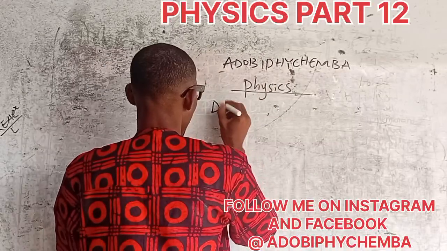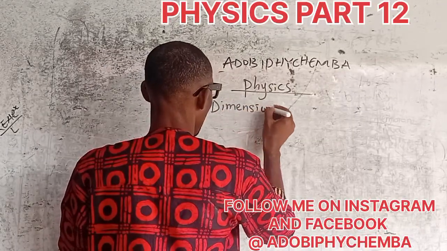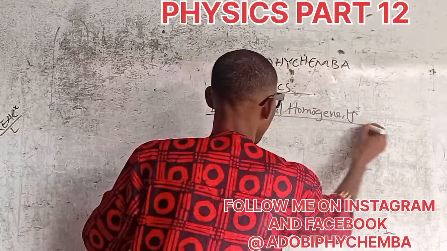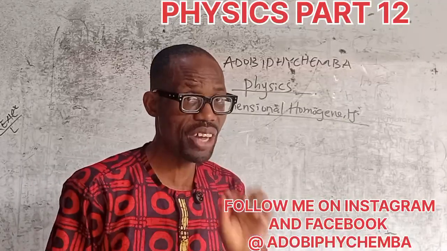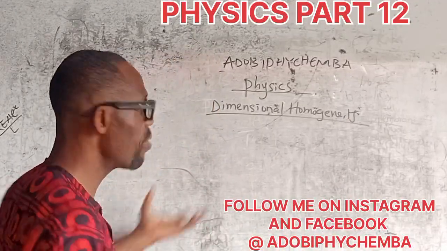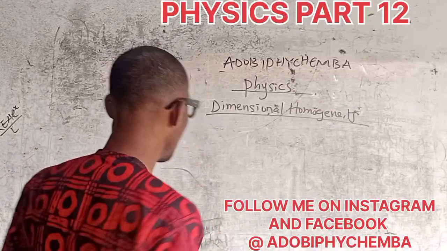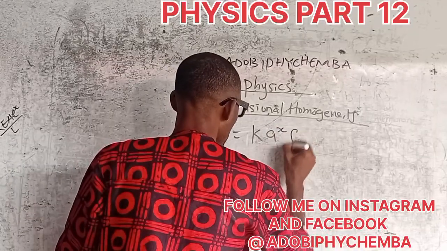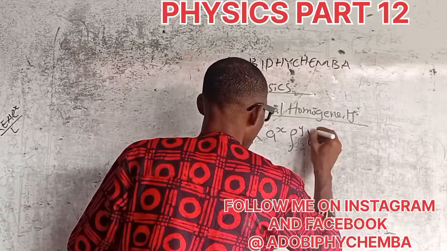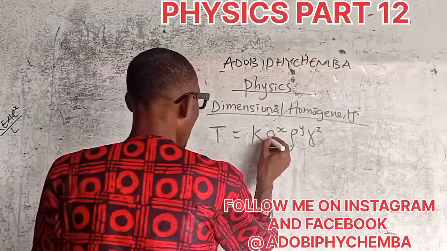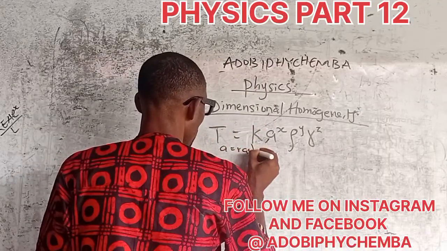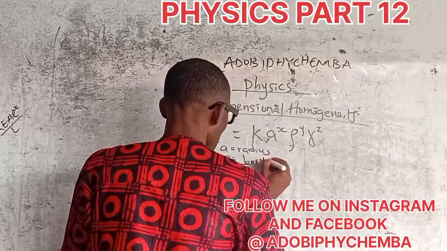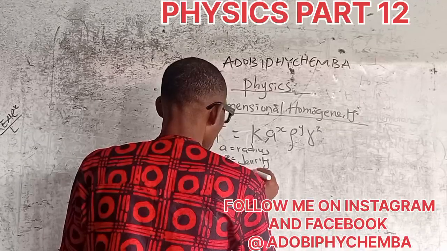Physics, dimensional homogeneity. Okay, now take for example, dimensional homogeneity is used to test the validity of formulas in physics. For example, if the period of vibration of a liquid is given by this relationship, T equals K, A raised to power X, rho raised to power Y, and gamma raised to power Z, given that A is radius in this relationship, rho is density, and gamma is surface tension.